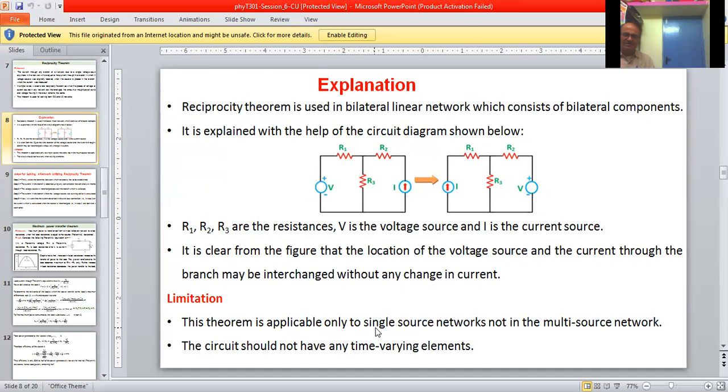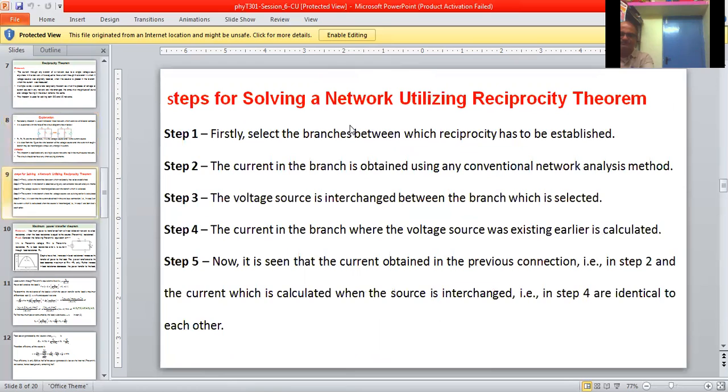This theorem is applicable only to single source networks, not multi-source networks. So this is one limitation. There should be only one source to apply this reciprocity theorem. If there are two sources in the network, you cannot use this theorem. The second limitation is that the circuit should not have any time varying elements. As I explained, if the value of a component is changing with respect to time, that kind of component is called a time varying component, and it should not be there to apply this reciprocity theorem.